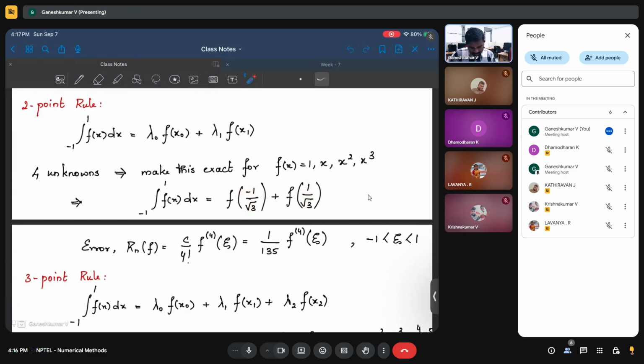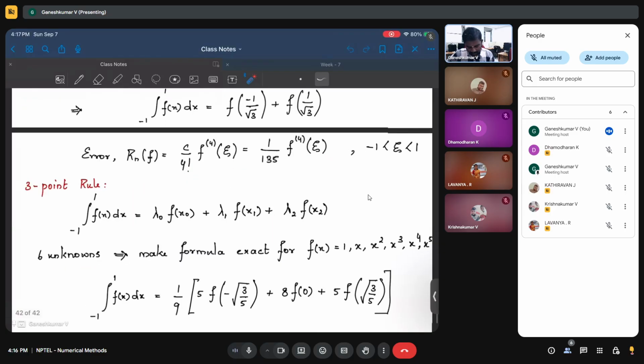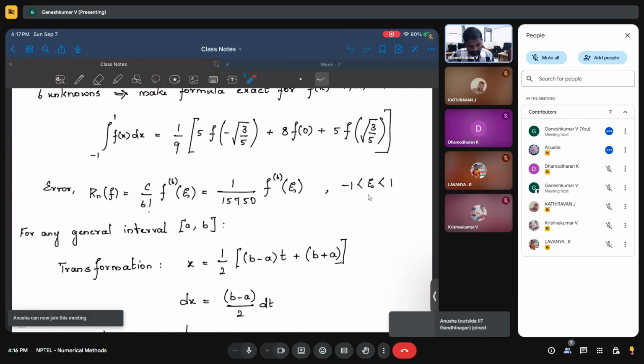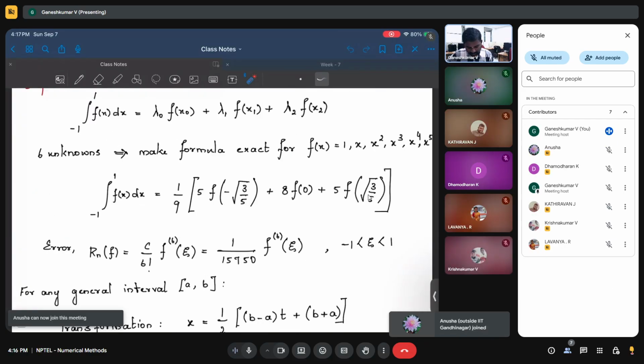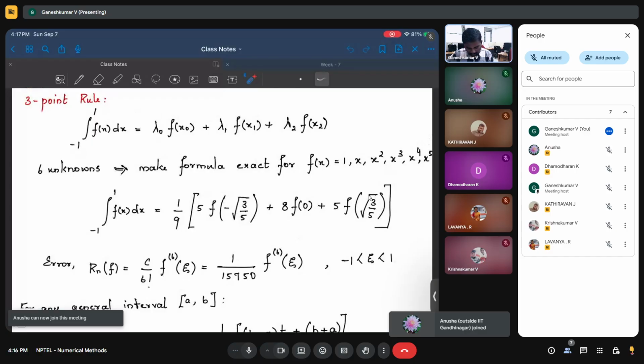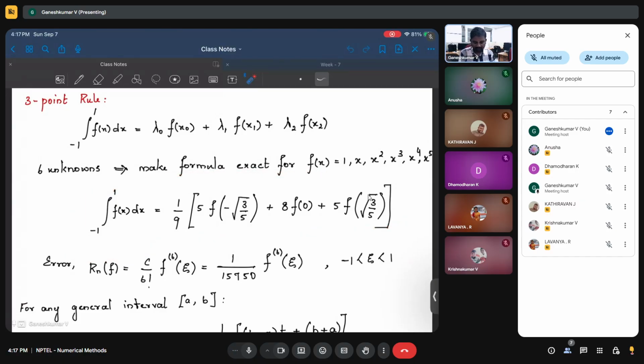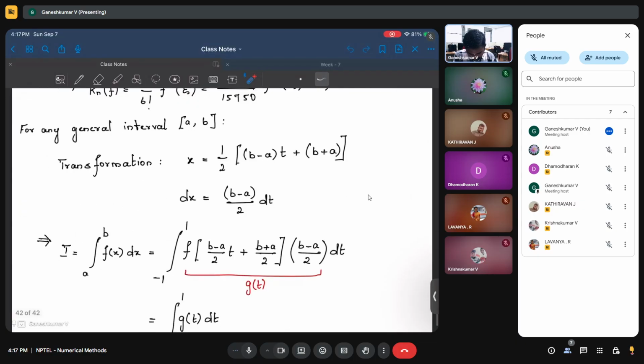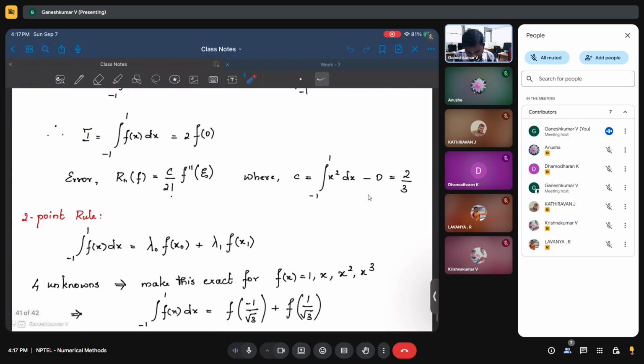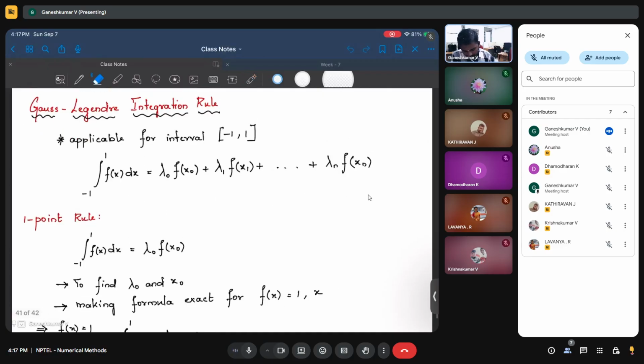Okay. So this is your simple 2 point rule. Similarly, you can do it for the 3 point rule, or the 4 point rule, however you want. But we stopped at the 3 point rule. The 3 point rule, the function integral rule is going to be something like this. We will solve one or two problems in this.